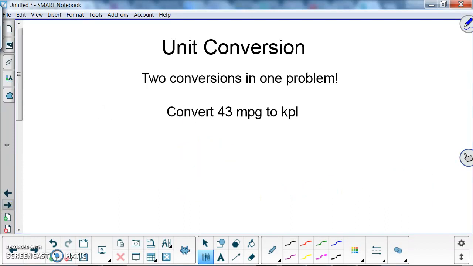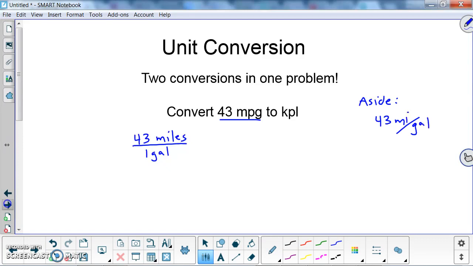What happens if you have two conversions in one problem? Well, the first thing you want to look at is, what does that mean? 43 miles per gallon. And so I'm going to rewrite this as 43 miles over 1 gallon. It's important to rewrite that, because as an aside, you do not want to write 43 miles per gallon in that form. It's not really helpful to put it with a slash here. I want to have a clear numerator and a clear denominator.